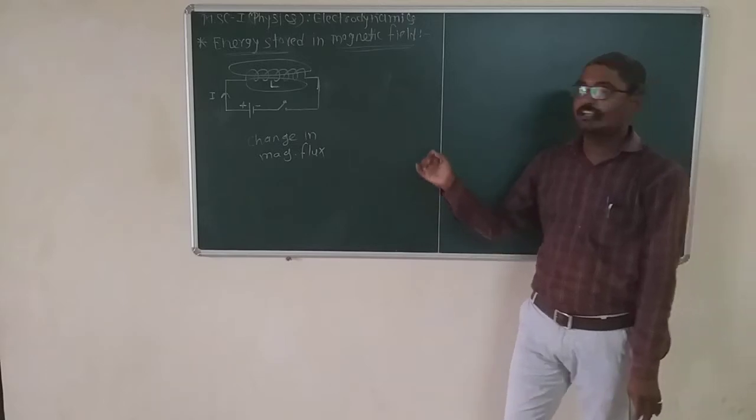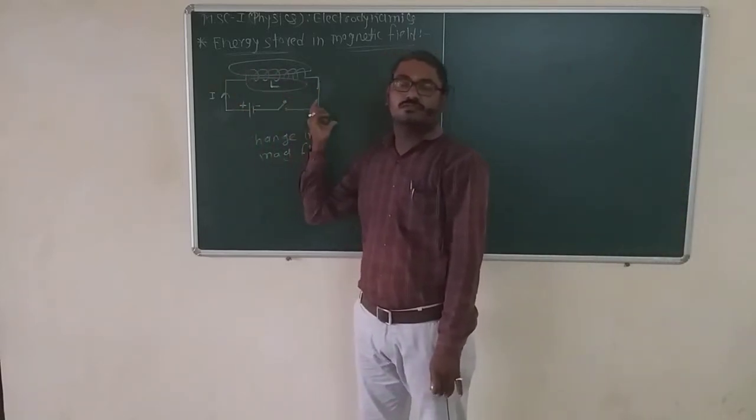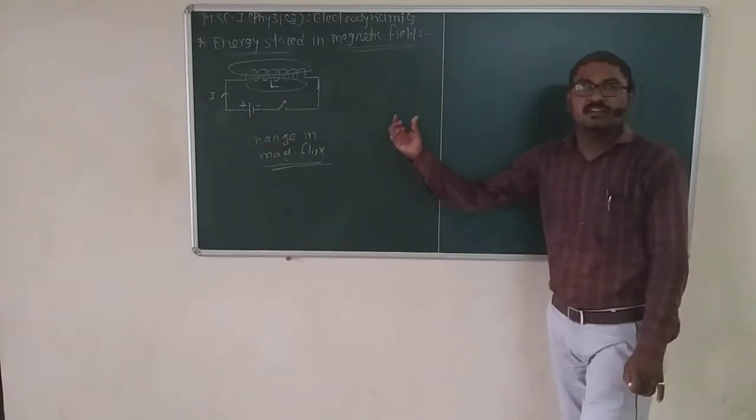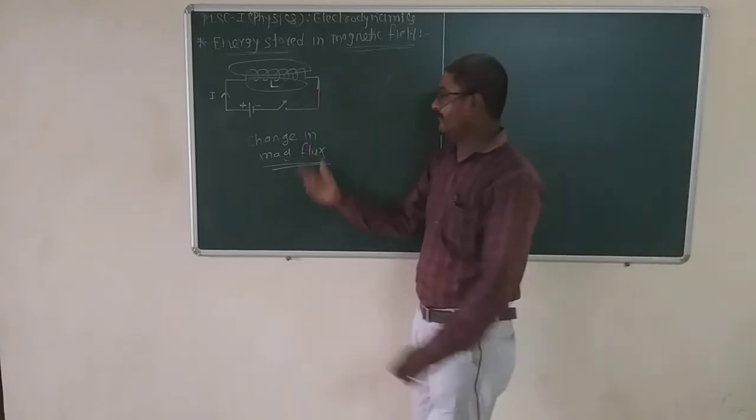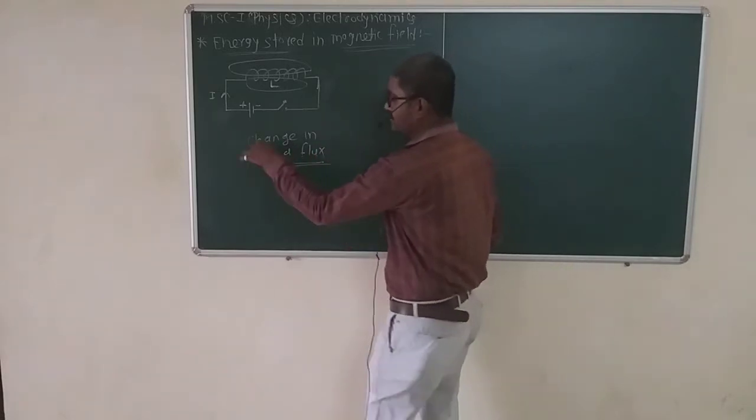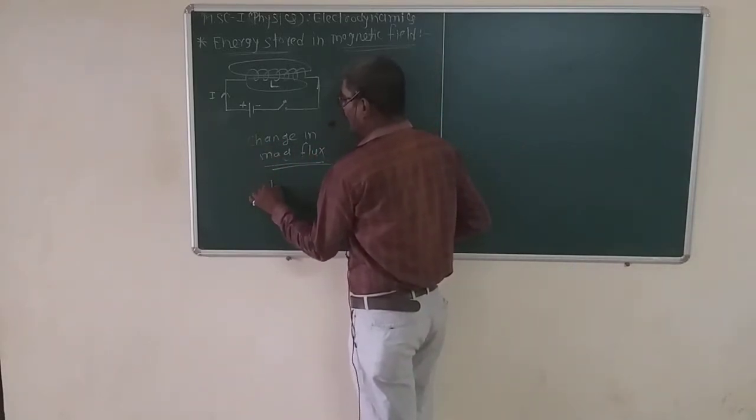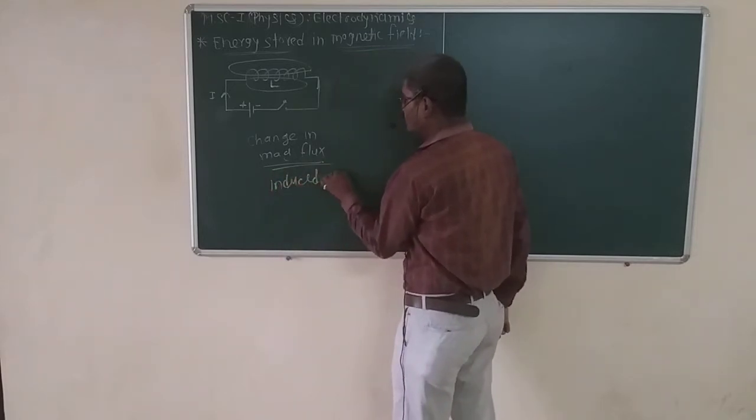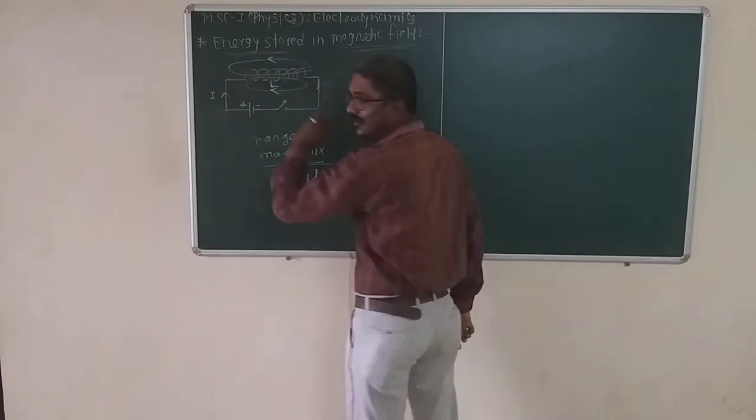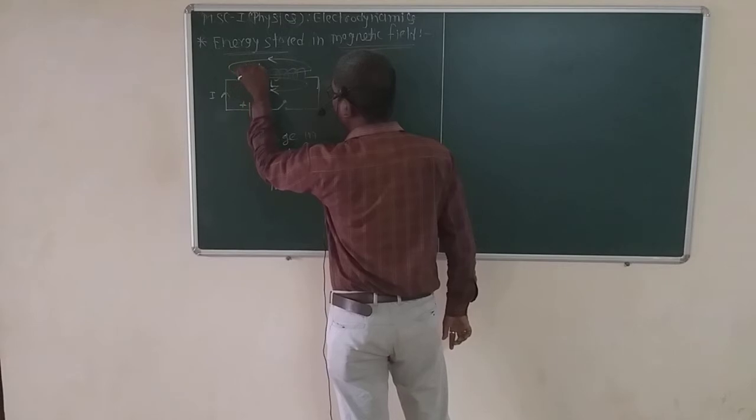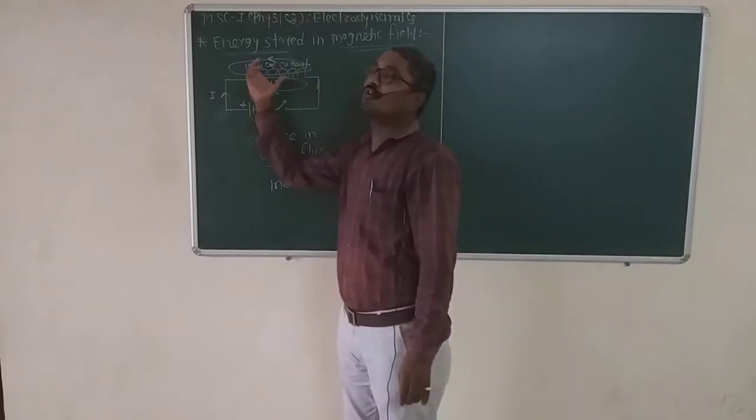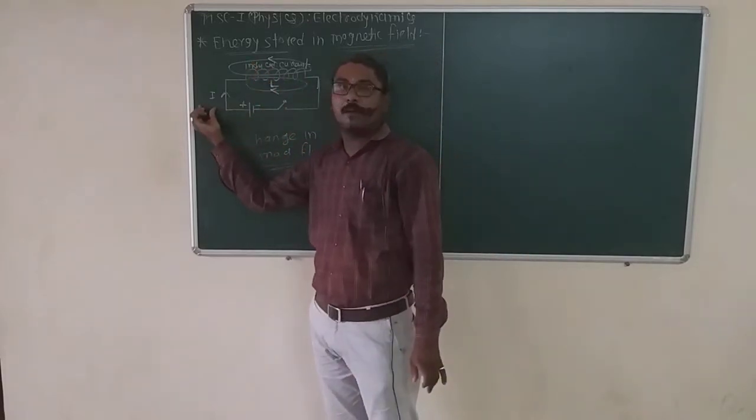indicates the induced back EMF in that inductor coil. This is known as the induced back EMF, or it is known as an induced current, and the direction of the induced current is opposite to that of the applied current.